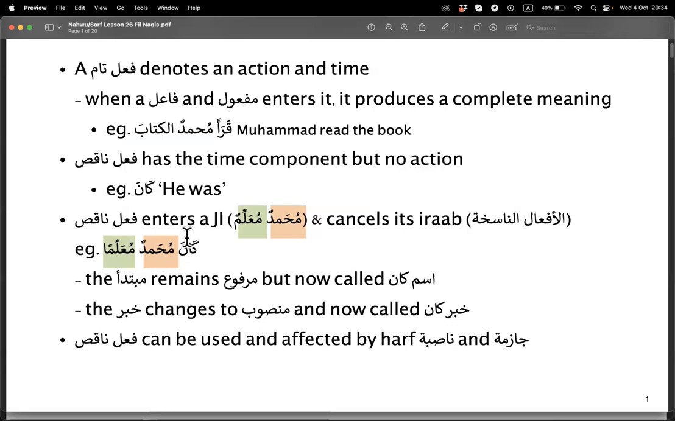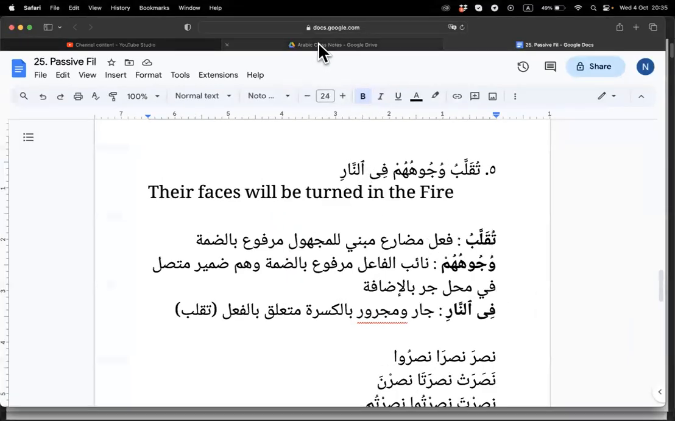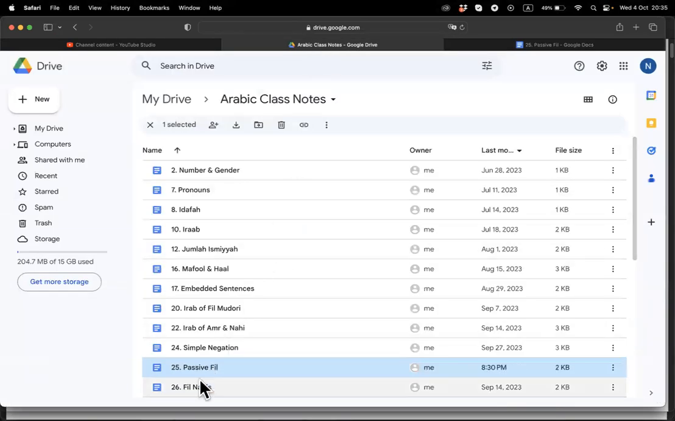Whenever you see kana, you need to find ism kana, not fa'il. You need to find khobar kana, not maf'ul. Khobar kana is mansub. Can you understand? Understand, sis? Let me confirm.